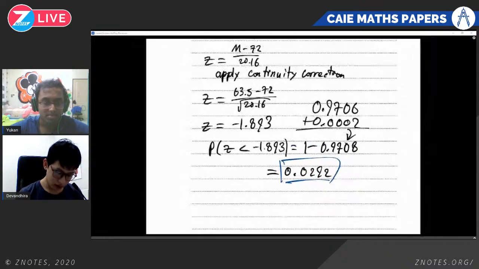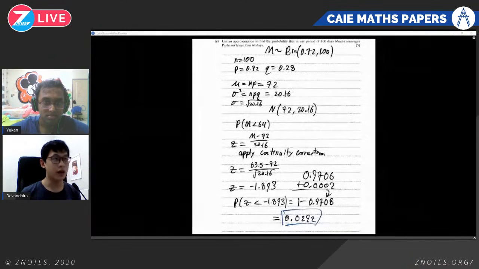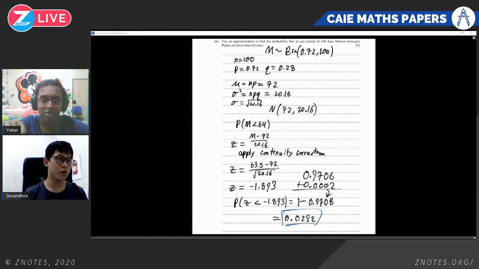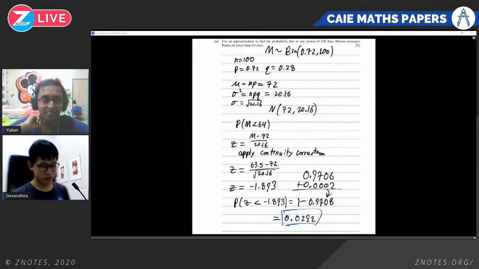Anything you want to add here? Yeah. Because this question involves an approximation using another distribution, you can check your probability using the binomial distribution. It won't be the same, but it will be very similar. So that's how you can check. They're not asking you to use the binomial because you'd have to do 0 until 64, which is really long, unless you know how to use the sum operator on your calculator.